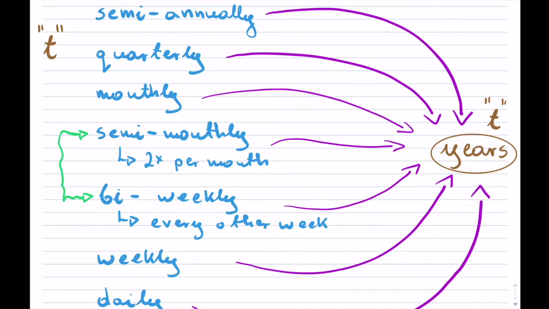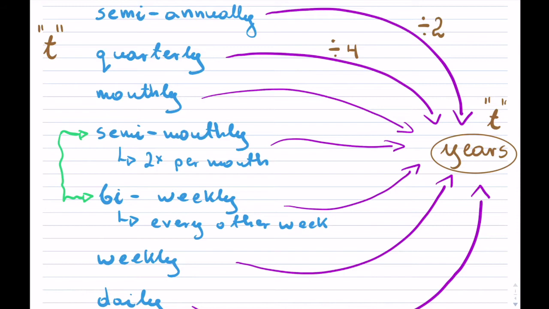So if someone provides you the number of semi-annual terms, you will have to divide that by 2 to get the number of years. And if you wanted to go in reverse, if you have the number of years, you can multiply it by 2 to get the number of semi-annual terms. Now, what about quarterly? Quarterly means 4 times per year. So if someone gives you the number of quarters, you divide by 4 to get the number of years. And in reverse, if you have the number of years and need the number of quarters, you multiply by 4.